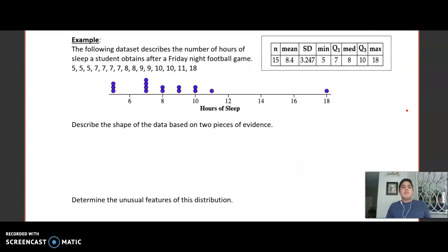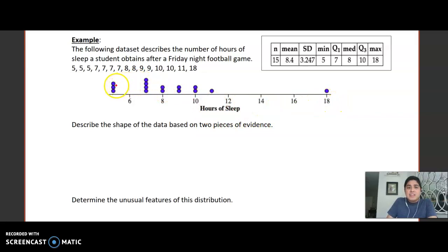Now, here we have the following data set, which describes the number of hours of sleep a student obtains after a Friday night football game. So here for my summary statistics, I see, oh, there's 15 students that were surveyed. Here's all their values. I could find the IQR, the max. I can interpret these values, etc. So it says, describe the shape of the data based on 2 pieces of evidence.